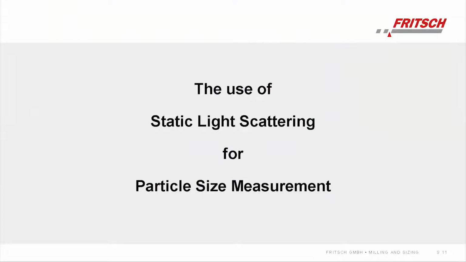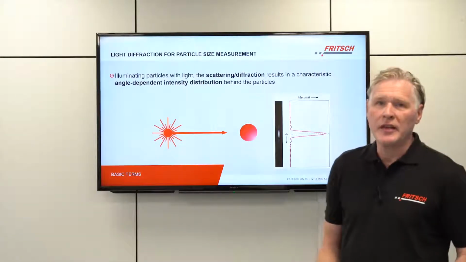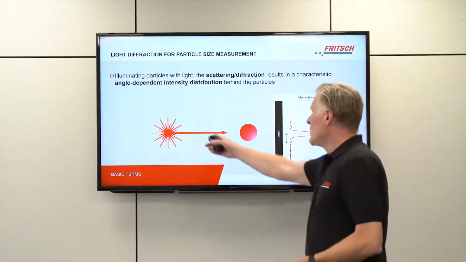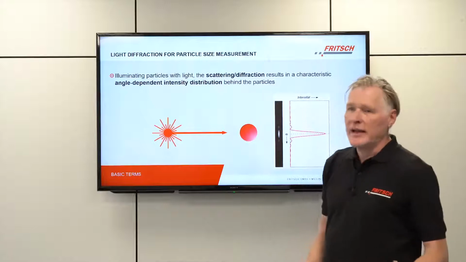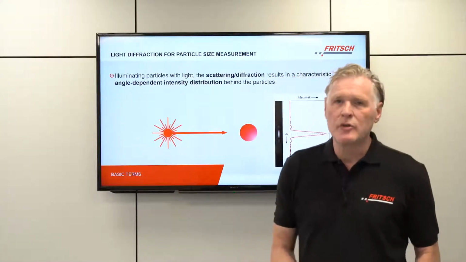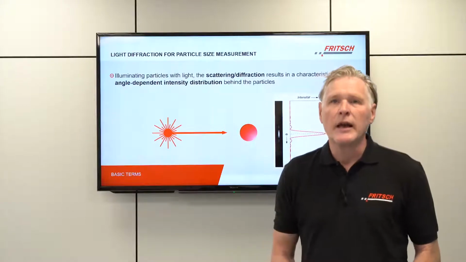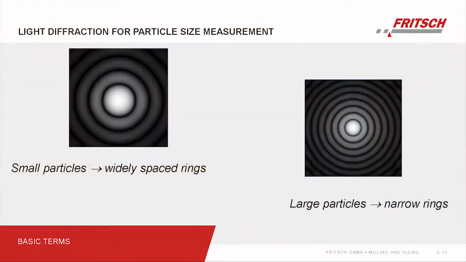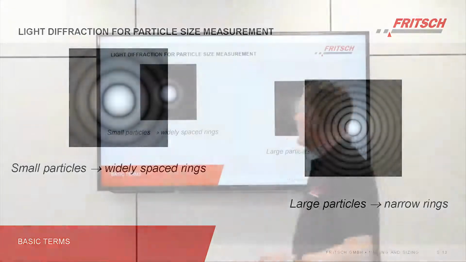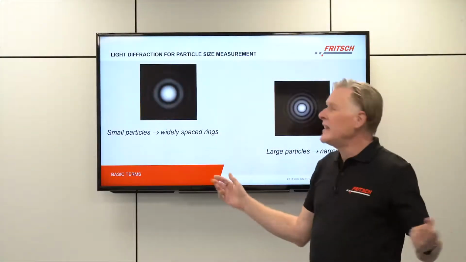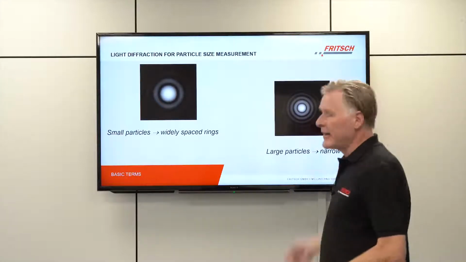So now let's talk about the theory behind laser diffraction, or as we also call it, static light scattering. Here you see the principle of the technique. We illuminate a particle typically with a laser light, and as already mentioned, you observe an intensity distribution, and from this intensity distribution we then calculate the particle size. Typically small particles will generate large scattering angles, while large particles will create small scattering angles.